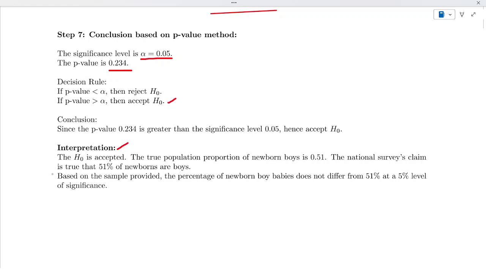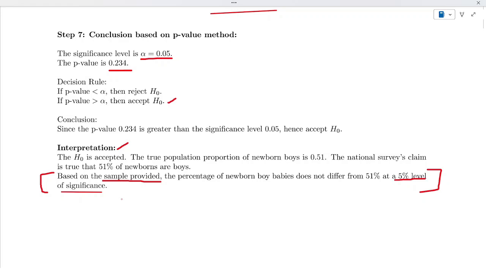The National Service claim is true that 51% of newborns are boys. So you have to pay attention to the last line here. What is the last line saying? The last line says: based on the sample provided. This is a very important line. Based on the sample provided, the percentage of newborn boy babies does not differ from 51% at a 5% level of significance. Right? So the National Service claim is true, but when writing the interpretation, you need to write these two lines.